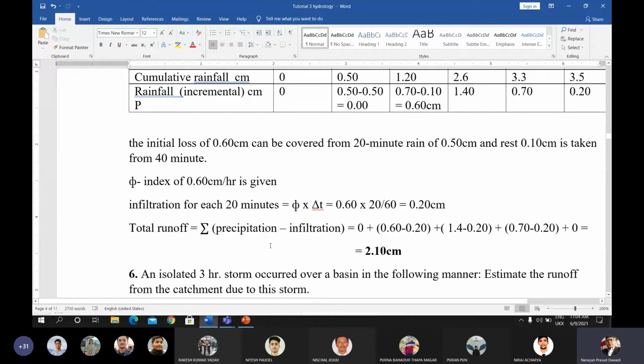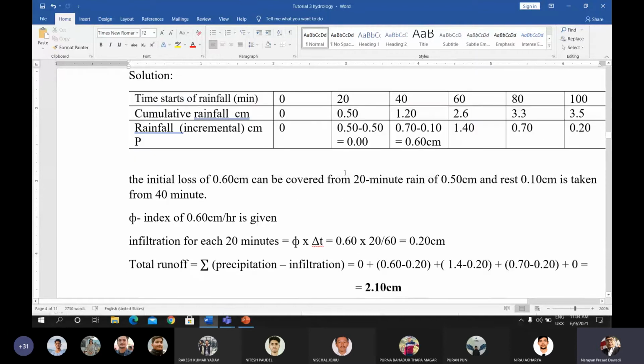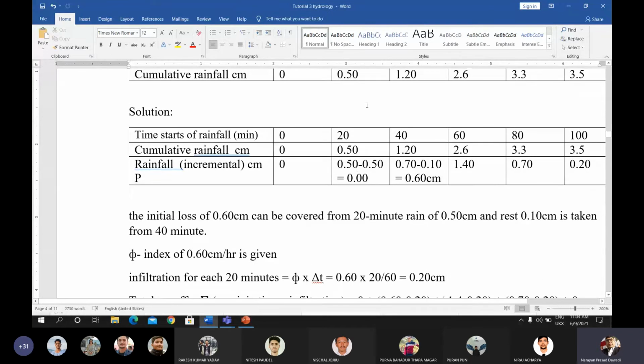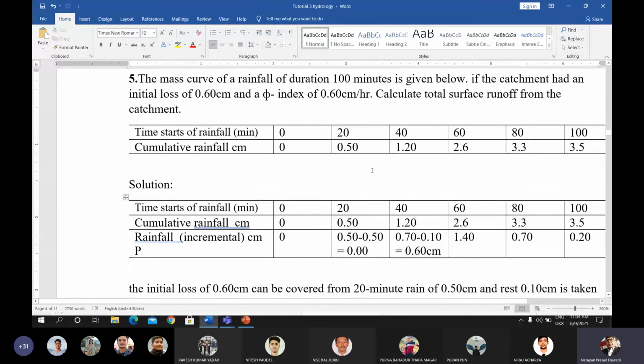Now the initial loss of 60 centimeter can be covered from the 20 minute rain of 50 centimeter, and the rest 0.10 centimeter is taken from 40 minute. That's why this 0.10 centimeter is subtracted here for the second rainfall. Now the infiltration index is given as 60 centimeter per hour. The infiltration rate of the soil is given as 60 centimeter per hour. Here there is no rainfall, so this rainfall does not produce runoff.